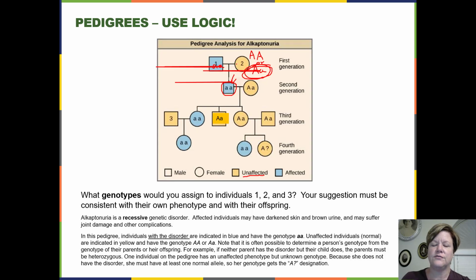So sometimes you're thinking about what are all the possibilities, and then is there some information in the pedigree that helps me eliminate one of those possibilities. In a similar way for person number 3, they're normal, so they could be big A, big A, or big A, little a. But we have some additional information because they have a child who is little a, that means they must be heterozygous. So you're using some logic to figure out what the most likely genotype is of certain individuals on the pedigree.